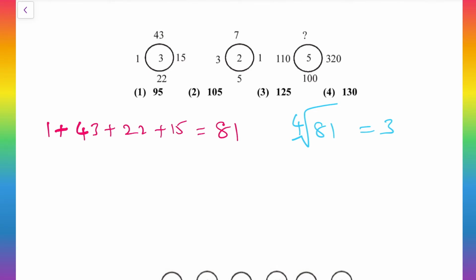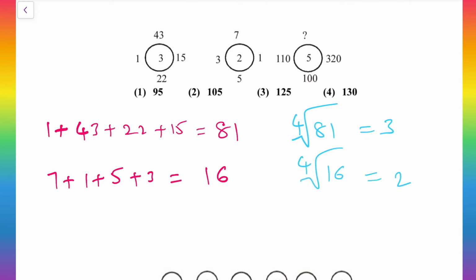Now let us check whether the same logic is applicable for second figure or not. Outside numbers, if we do addition, 7 plus 1 plus 5 plus 3. 7 plus 1 is 8, 8 plus 5 is 13, 13 plus 3 is 16. So what is fourth root of 16? It is 2. Of course the middle number is 2. So this is the correct logic.